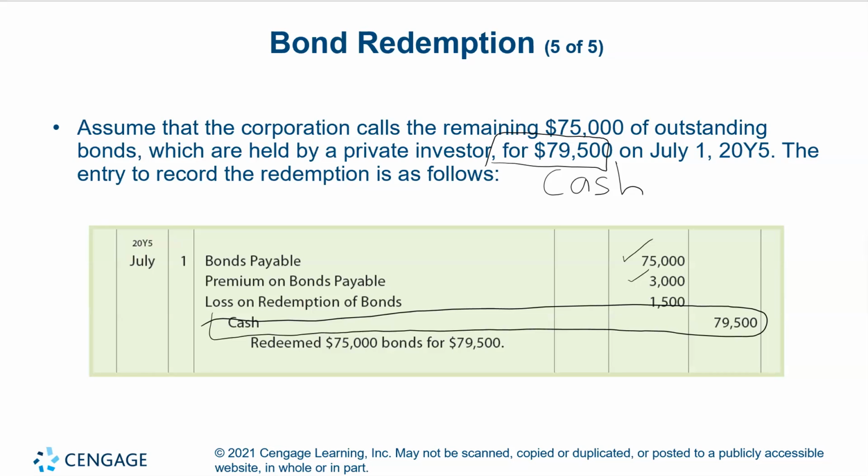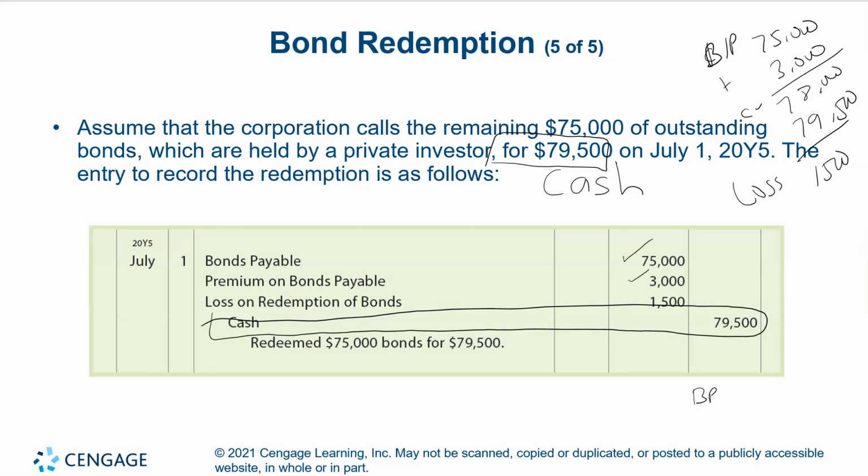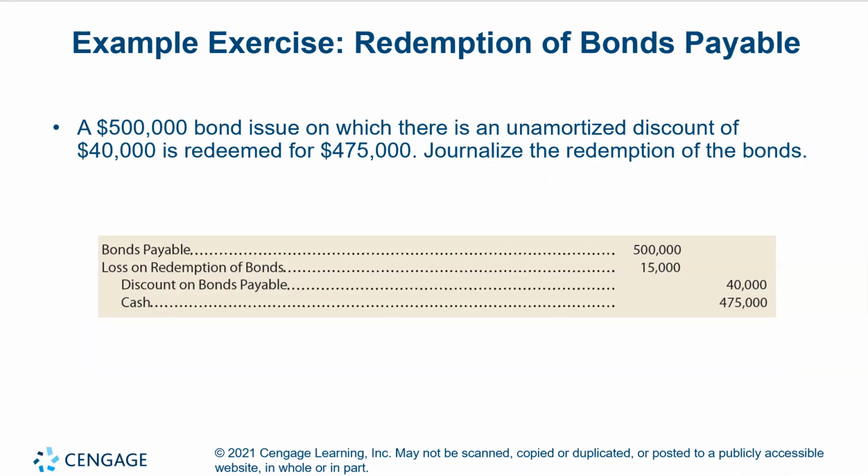Again, we could see that by saying that the bonds payable is $75,000 plus the remaining premium $3,000. So our carrying value is $78,000. We compare that to the proceeds that we had to pay. This time we had to pay more, so that's why it was a loss of $1,500. And again, that formula is bonds payable plus or minus the premium gets you to the carrying value. Compare that to proceeds to get you to the gain or loss. All right, so pause it, work this example, see if you have any questions.